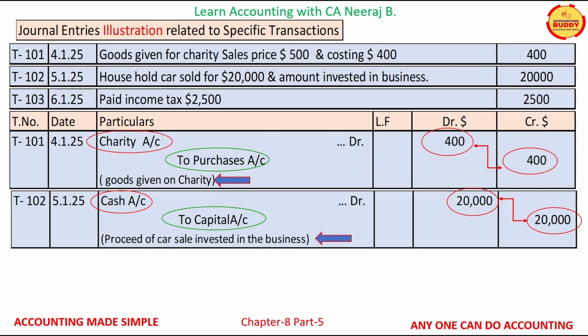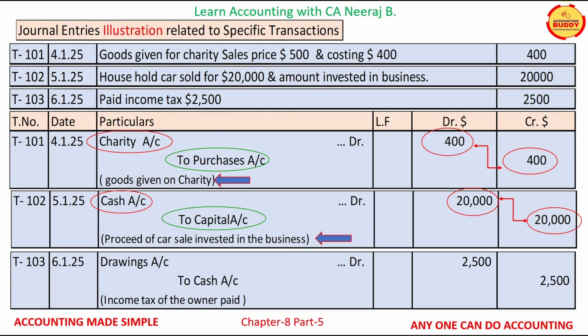Transaction T103 is business paid $2,500 as income tax. The two accounts affected by this transaction are drawings account and cash account. This transaction is recorded for $2,500 by debiting drawings account and crediting cash account with the proper narration of the entry.